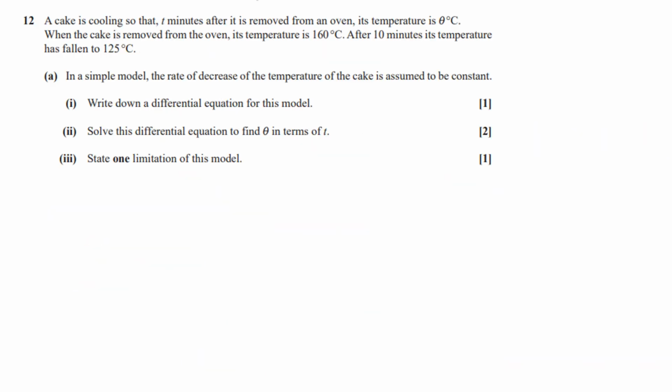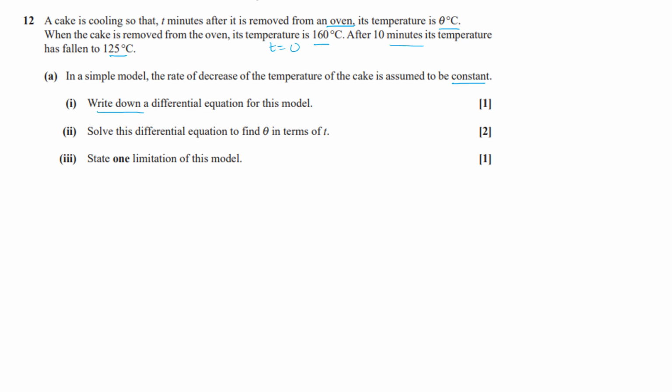On the last question now, so we've got a cake cooling, so that 2 minutes after it's removed from the oven, its temperature is theta. When the cake is removed, so when T is equal to 0, the temperature is 160. After 10 minutes, it's cooled down to 125. In this model, the rate of decrease of the cake is going to be constant. Write down a differential equation for this model.